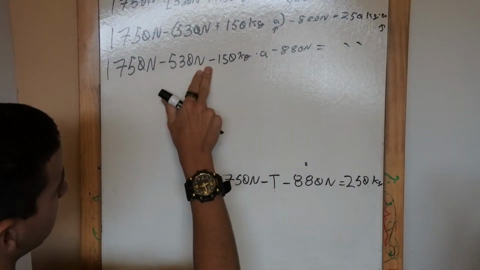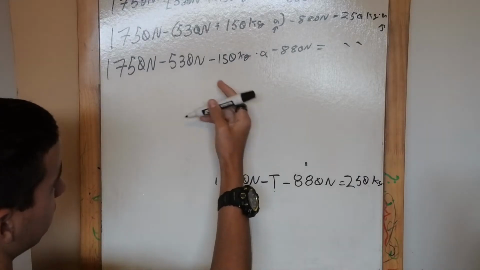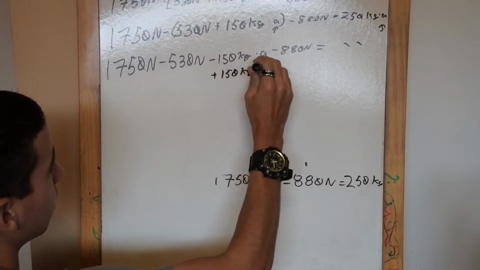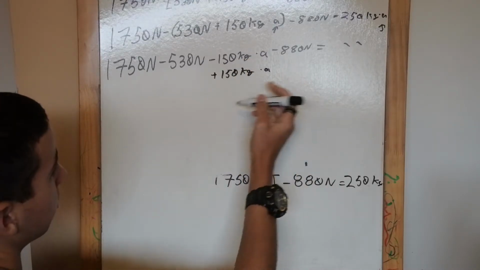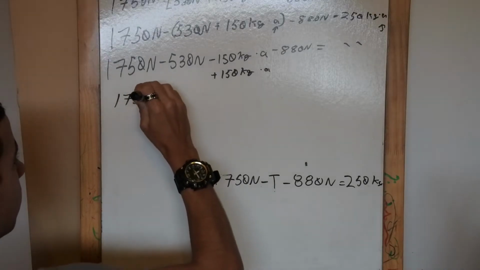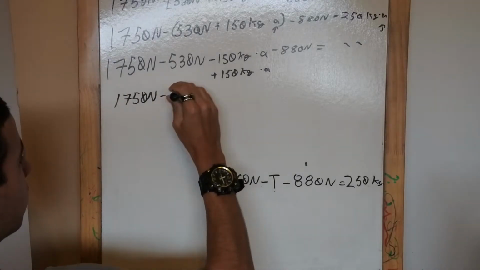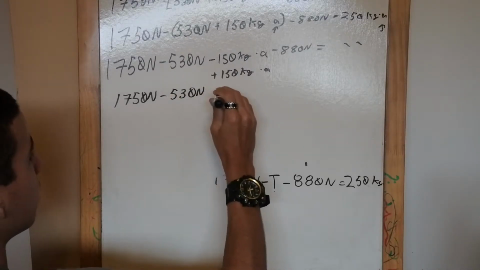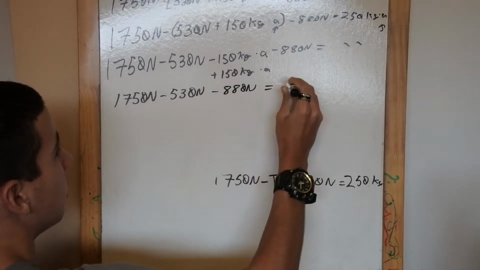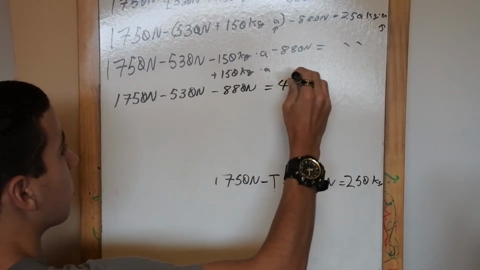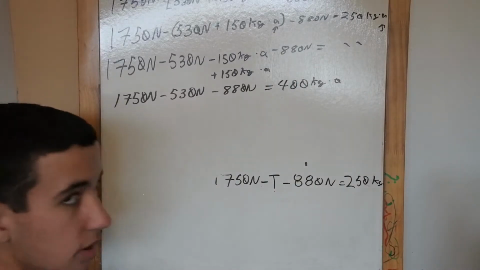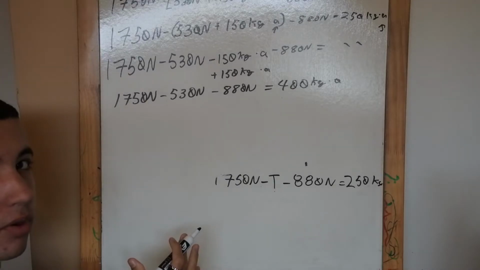Now, we can add 150 kilograms times acceleration to both sides. We're going to do that to both sides. So we end up with 1750 newtons minus 530 newtons minus 880 newtons. It's going to equal 400 kilograms times acceleration. Okay? Hopefully you're with me up to this point.